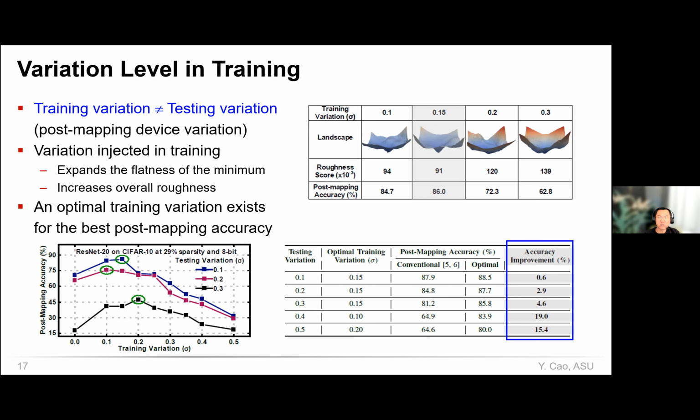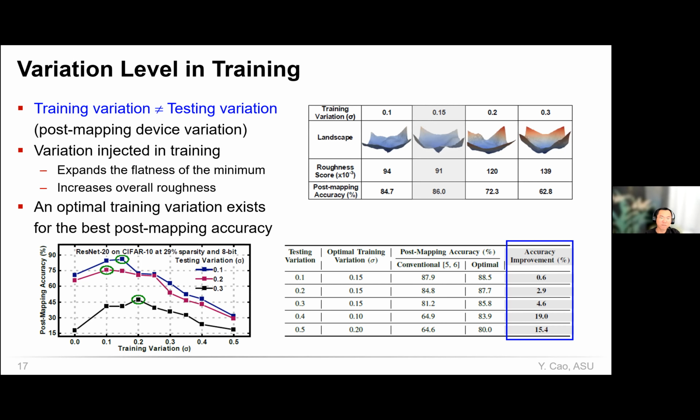When you inject the variation, on one side, it helps the training algorithm to be aware of the variation and smooth out the loss function. But on the other side, the more variation you inject, the more disturbance to the landscape. It may not converge smoothly and may give you even more fluctuation. So there's a plus and a minus when you inject variation.